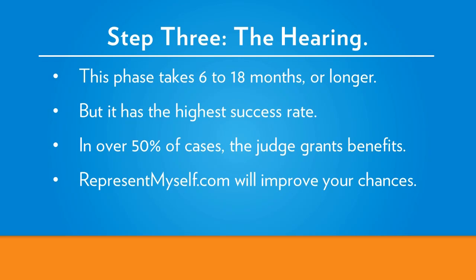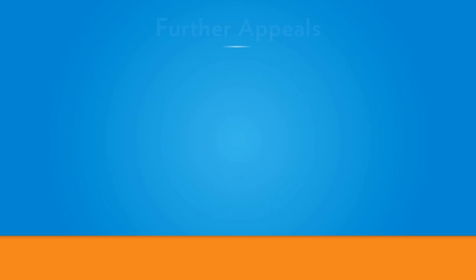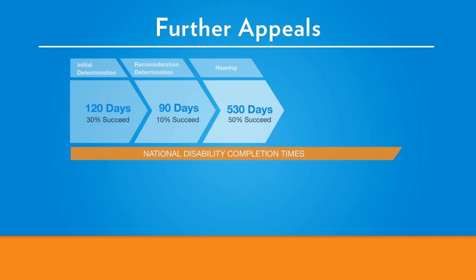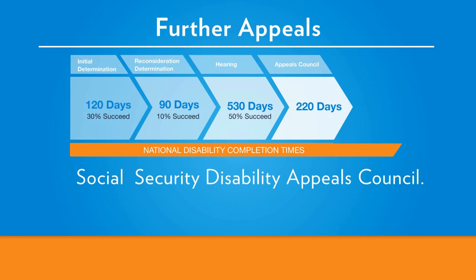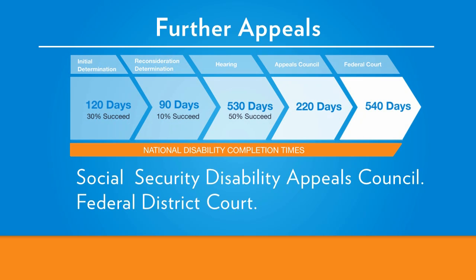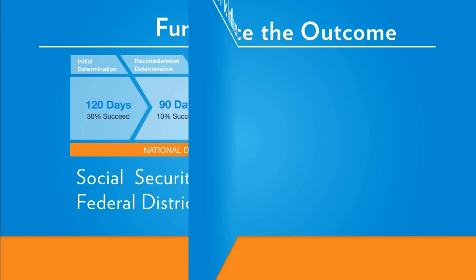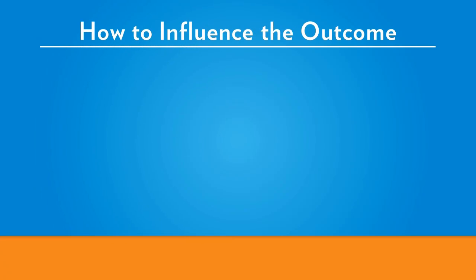Using the tools we've supplied you with in RepresentMyself.com will significantly increase your chances of approval when you go before a judge. If the judge denies your claim, the next appeal is to the Social Security Disability Appeals Council and then to the Federal District Court.